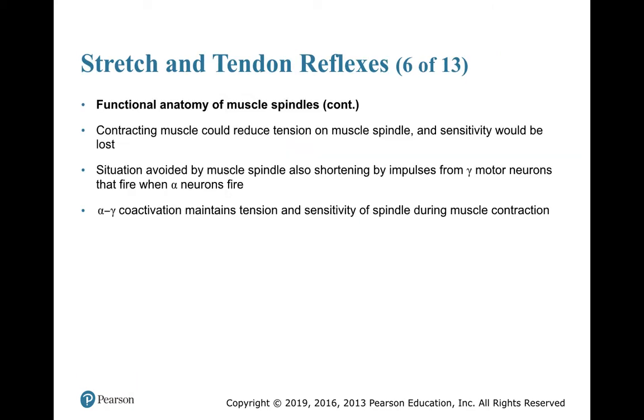Contracting the muscle reduces tension on the muscle spindle and sensitivity would be lost. To avoid that, the muscle spindles are also shortened by impulses from gamma motor neurons that fire when the alpha neurons fire. So alpha-gamma coactivation helps to maintain tension and sensitivity of the spindle during the contraction of the muscle.